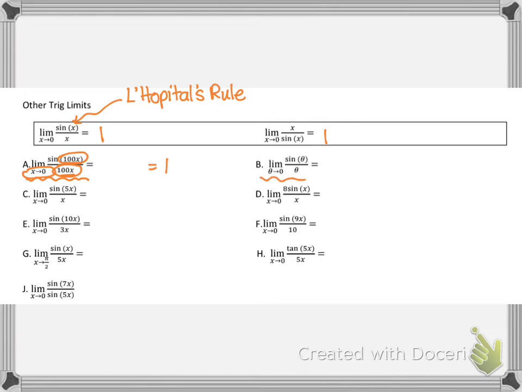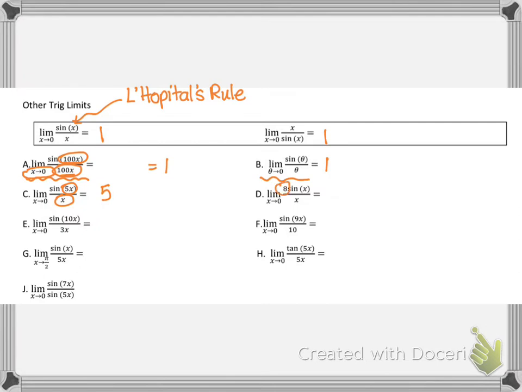Looking at example B, nothing's changed except the name of our variable is now theta instead of x. So this is still going to equal 1. I told you can find this limit by taking the ratio of the argument to the denominator, and so that ratio there is just 5 over 1, or 5.